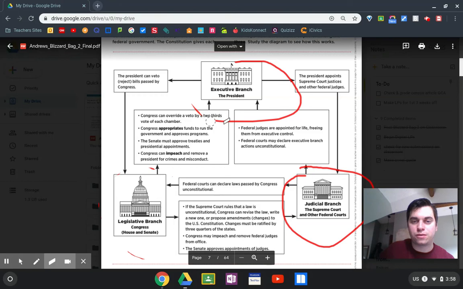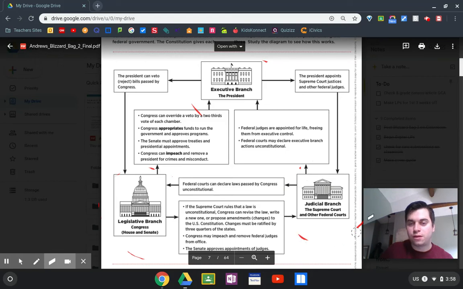Again, I want to make this a quick video so you don't have to listen to me talk any longer than absolutely necessary, because I'm sure you all have more important things to do than get your learning on. So follow the arrows. How this is set up is that whenever you see arrows coming out of one of these three branches, that is a check or a limit that that branch has on another one.